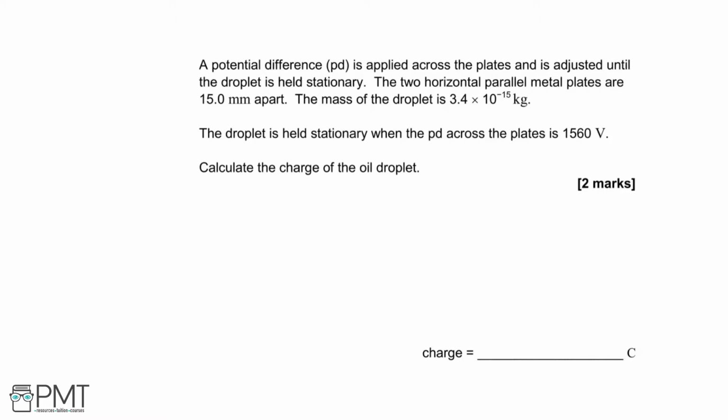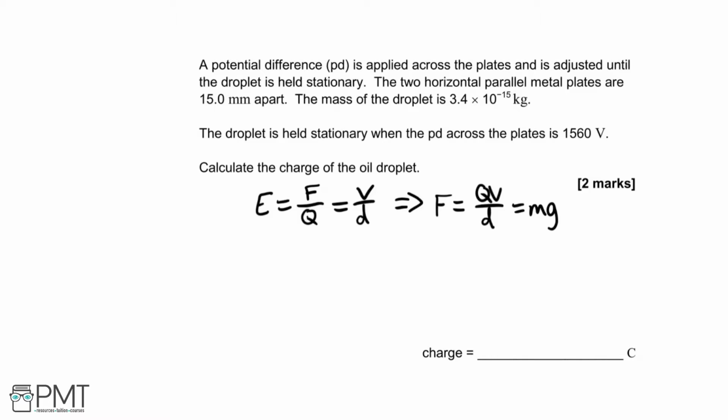The first thing to say about this is that the electric field strength between the plates is not only equal to the force per unit positive charge, but the potential difference divided by the separation. This must mean that F is equal to QV over D. So the charge on the droplet multiplied by the potential difference and then divided by the separation distance. Now bear in mind that this is also equal to the weight of the droplet, which is equal to the mass times the gravitational field strength.